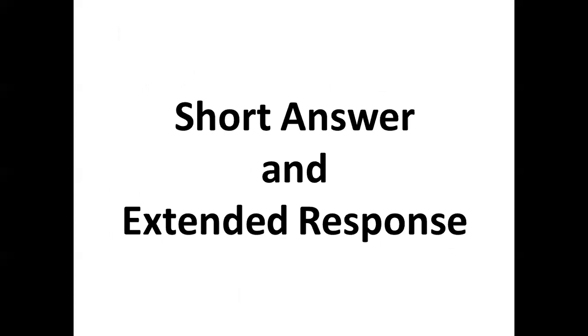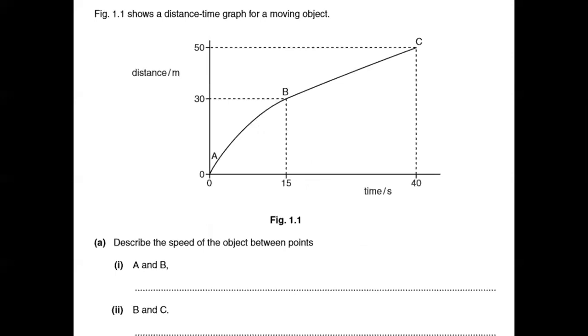Okay, let's now go on to the short answer and extended response questions. For the first question, we have a figure that shows a distance-time graph for a moving object. Describe the speed of the object between points A, B. So notice that the distance-time graph at points A, B is a curved graph.